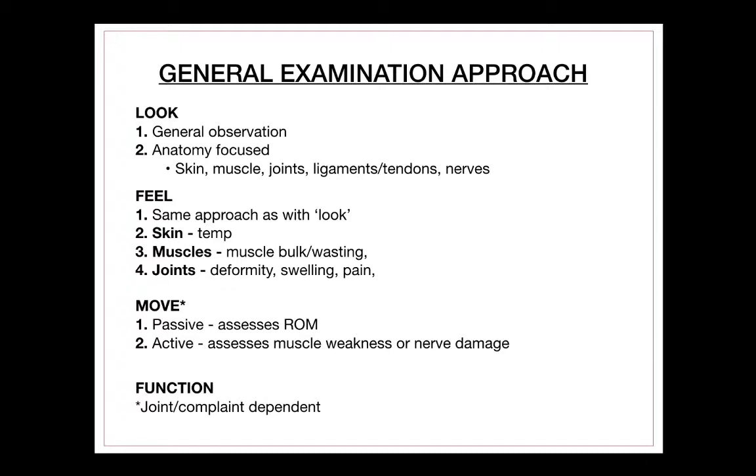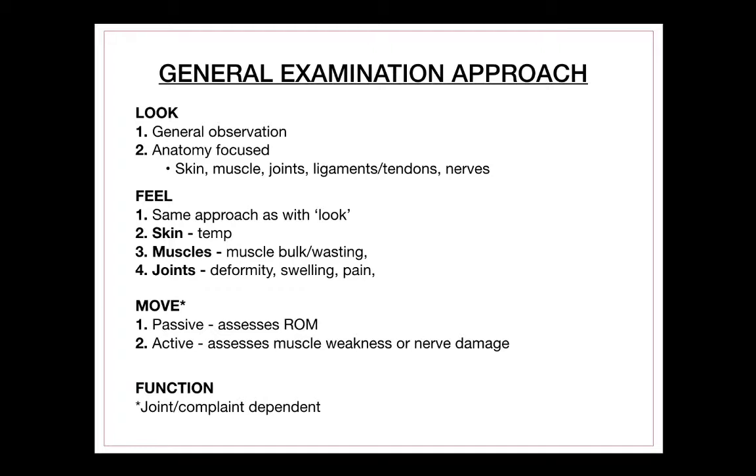So what are you actually feeling for? With the skin, we always want to feel the temperature of the skin for any inflammation. Muscles, again, feeling for muscle wasting and muscle bulk, making sure it's normal. And joints, any deformity, swelling, or pain in the joints. With your move, we do passive and active movement. Passive movement is assessing your range of movement, and active is assessing their ability to do the movement on their own. So that's actually more testing for muscle weakness or nerve damage rather than you doing it.